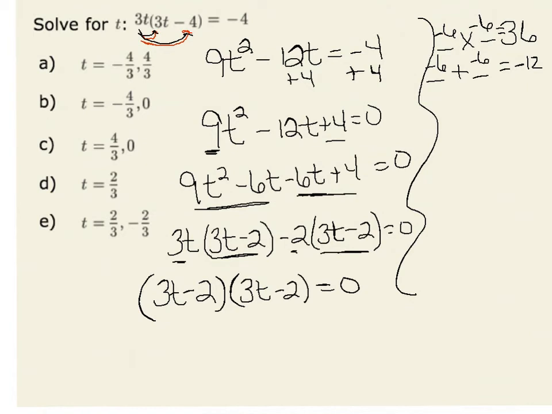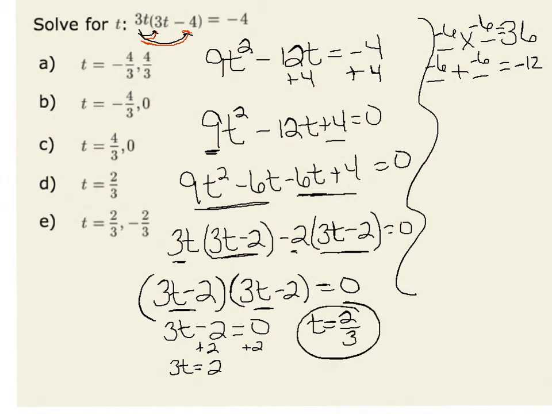Using the zero product principle, this would tell me that 3t minus 2 must be equal to 0. Since my two factors are the same, I can see that I have only one solution. Solving for t, I would add 2 to both sides, giving me 3t is equal to 2. Finally, if I divide both sides by 3, I am going to get t is equal to 2/3.